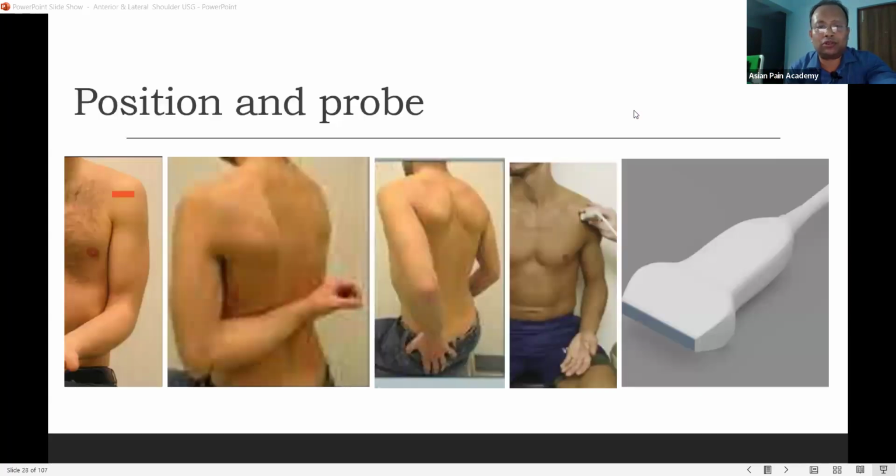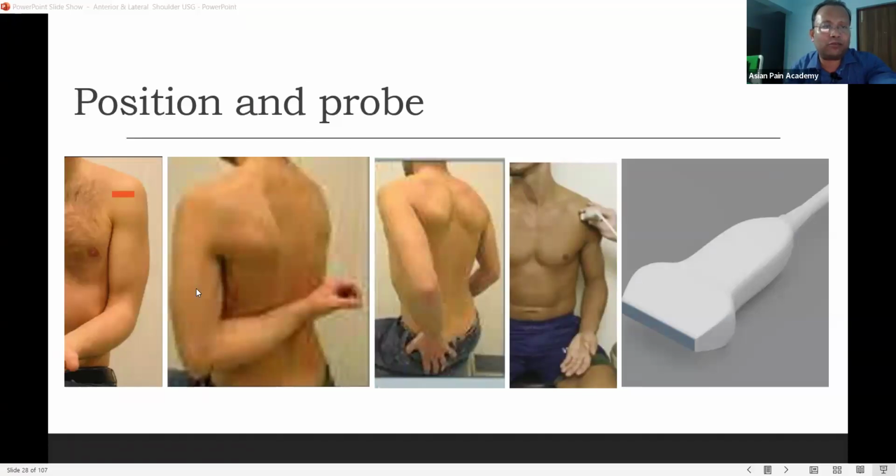Now we will demonstrate on a volunteer. Before the demonstration, I will show you a few things which we will see. First thing is position and probe. Our selection of probe is a linear, broadband probe. In some areas we need high frequency, otherwise medium frequency is all right.